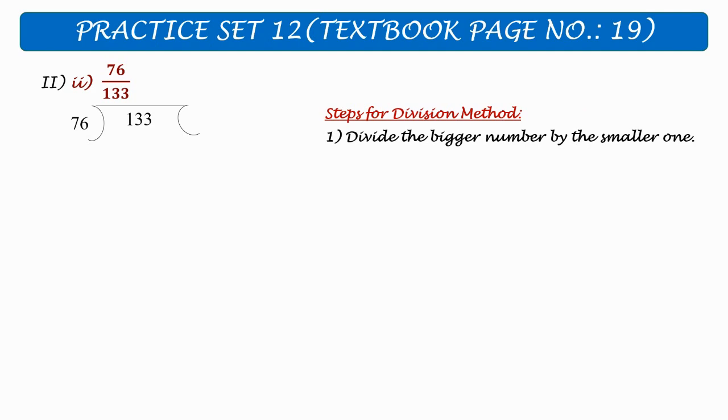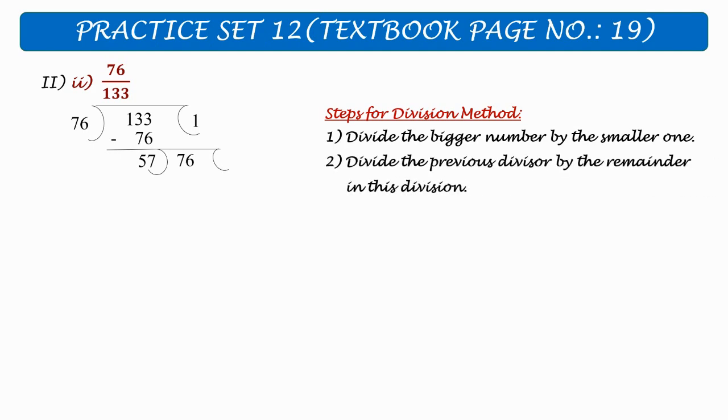So here students, we know that 76 ones are 76. So 1 we will be writing on the right hand side of 133, and 76 we will be subtracting from 133 and we get the remainder as 57. Now in the second step, we know that the divisor of the first step will be the dividend in the second step, and the remainder obtained in the first step, that is 57, will be the divisor in the second step. So we know that 57 ones are 57. So we will be subtracting 57 from 76 and we get the remainder as 19.